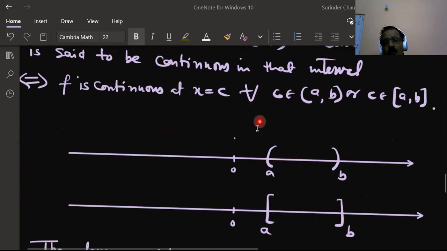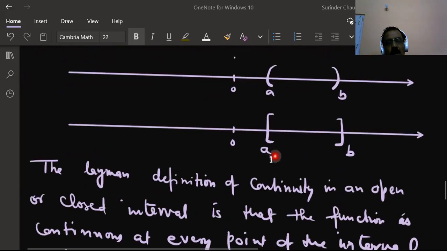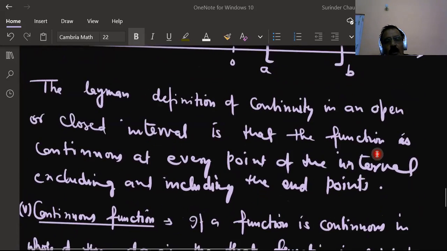That means if you want to draw the graph of this function in the interval a, b, in the open interval we exclude a and b, and between a and b we can draw the graph without lifting the pen or pencil. Similarly, if the function is continuous in the closed interval [a, b], we can draw the graph of the function from a to b without lifting the pen. This is the limit definition of continuity.